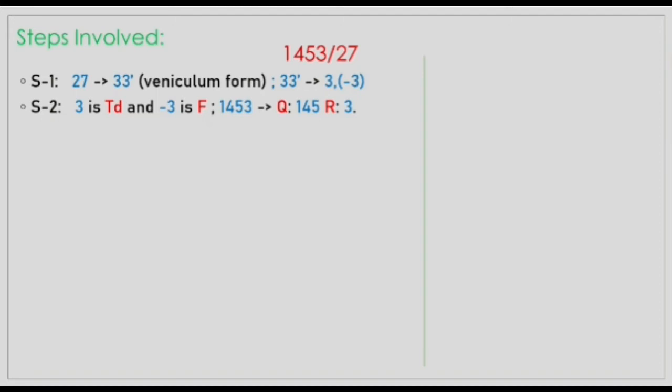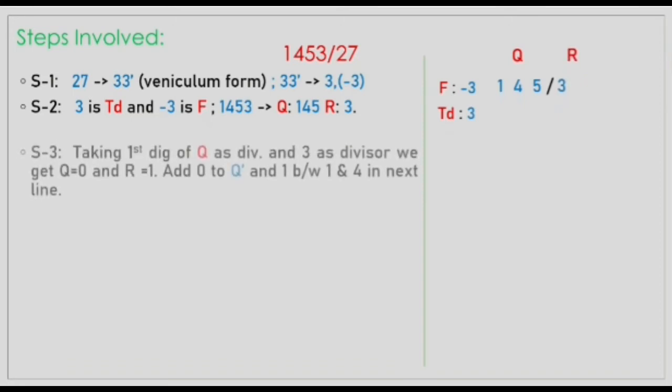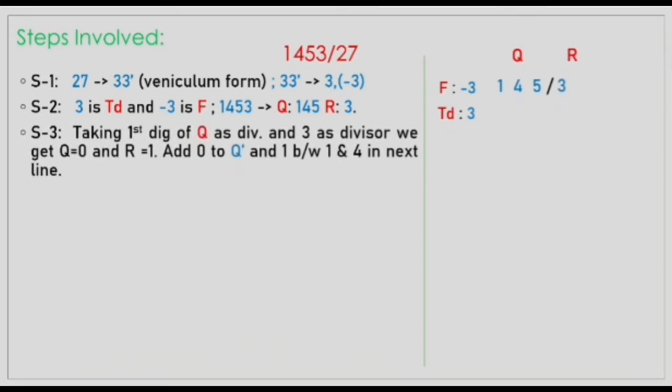And viewers, kindly note, there is no need to convert the dividend into its vernacular form if it consists of any digit that's greater than 5. So just convert the divisor if it consists of a digit that's greater than 5. So let's note them down in our divisor process. Flag is minus 3, temporary divisor is 3, quotient is 145, and remainder is 3. Remainder part is 3. So do the same step, taking the first digit of the quotient part as dividend and 3 is our divisor. We get quotient as 0 and remainder as 1.